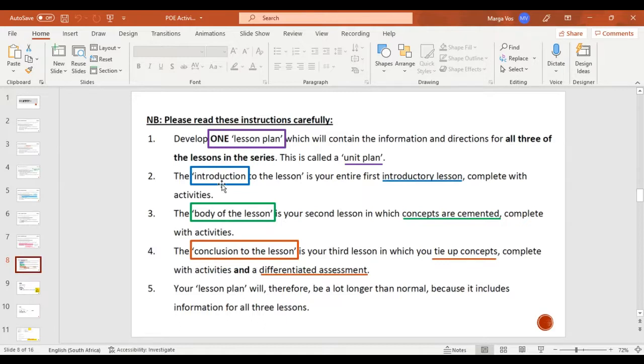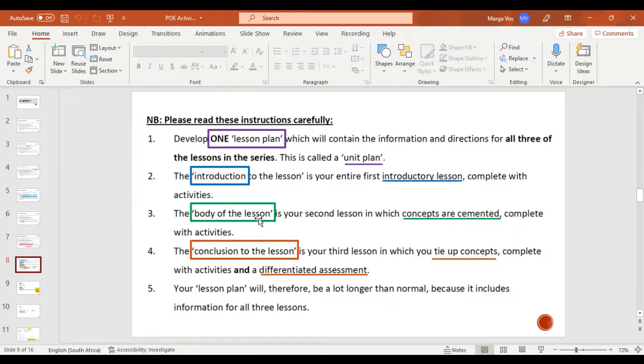So if we can say the blue indication here is your first lesson, then the green one is your second lesson, and the orange one will be your 3rd lesson. So in the introduction to the lesson, that is your entire first introductory lesson, complete with activities that you will do with them in this lesson. Remember now, it's not going to only be 5 minutes. You can now have 30 minutes to do an introductory lesson with your learners. It's an entire lesson.